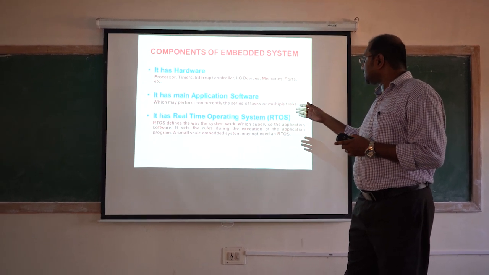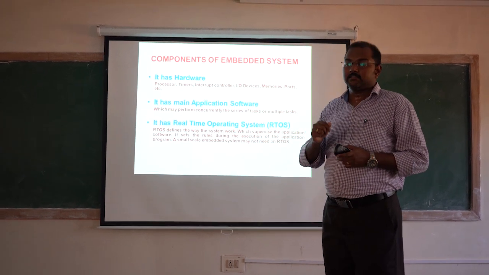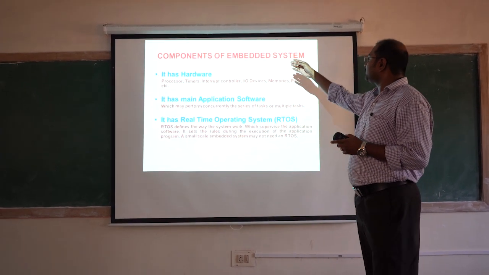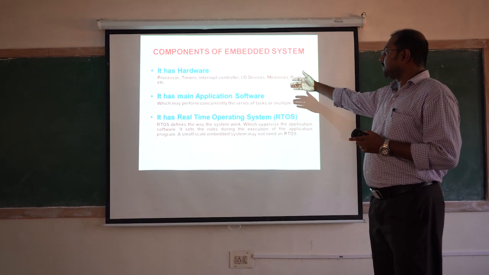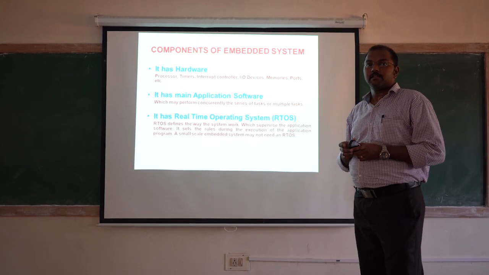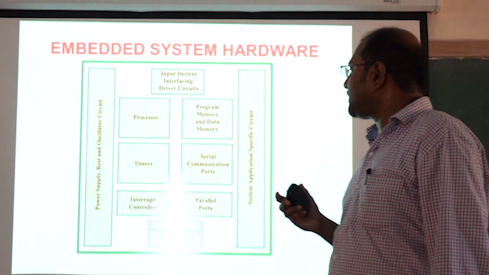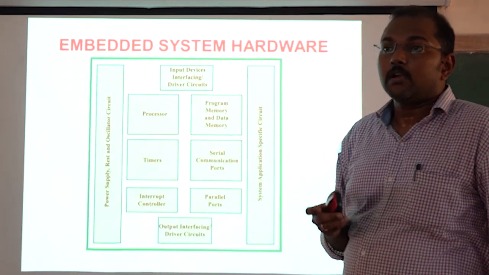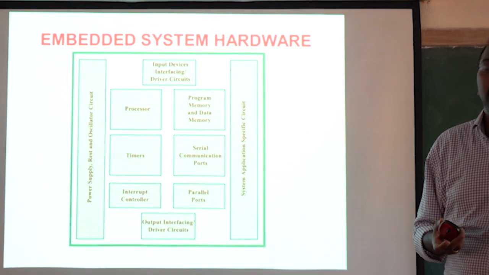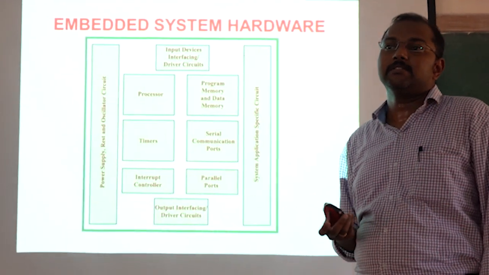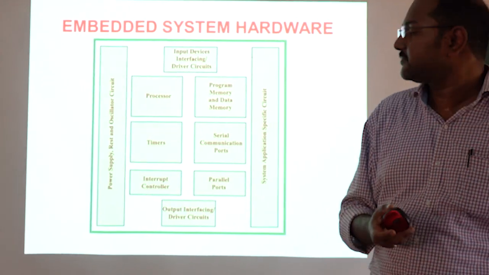It sets the rules during the execution of the application program. A small scale embedded system may not need a real-time operating system. So under the components of an embedded system, there are three types: hardware, software, and real-time operating system. Now we are going to see the basic building blocks of an embedded system. What are the main components present in embedded systems?